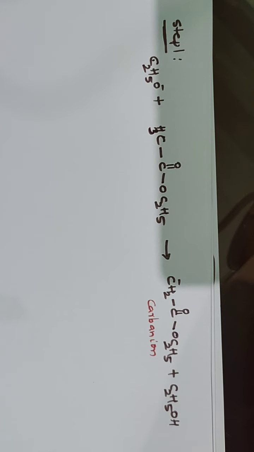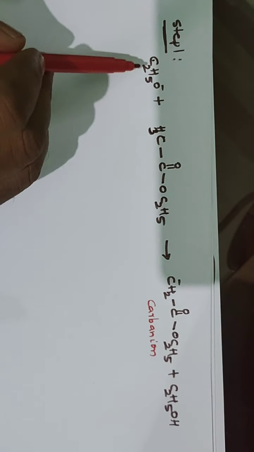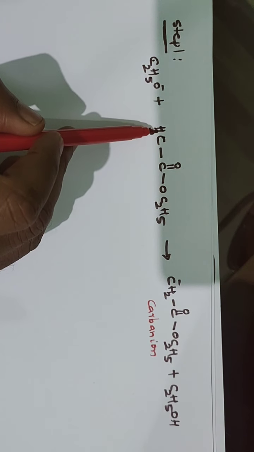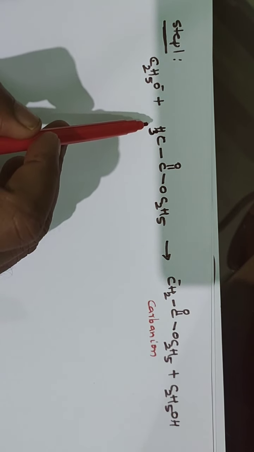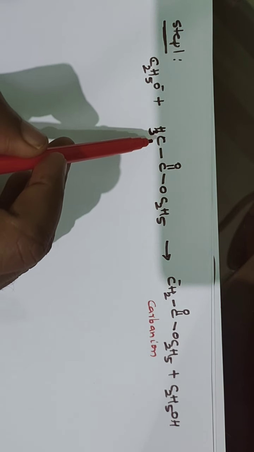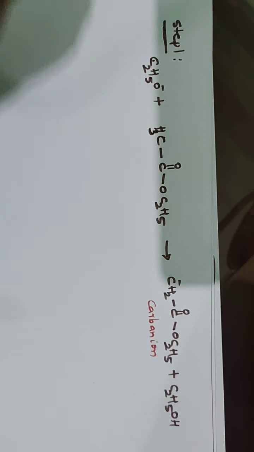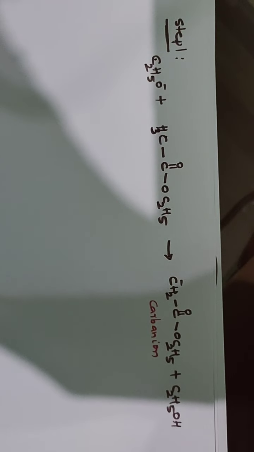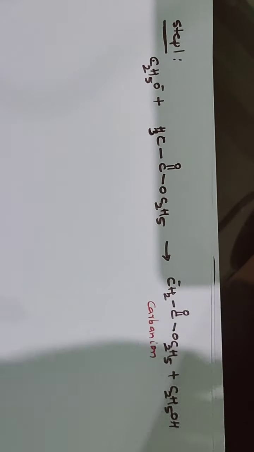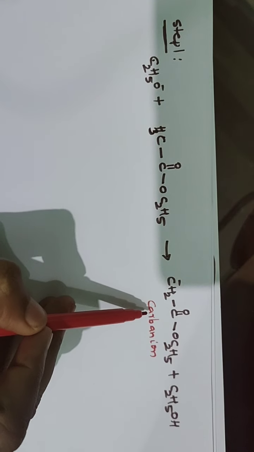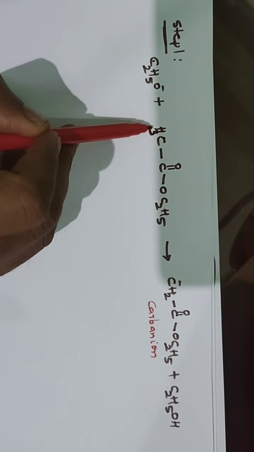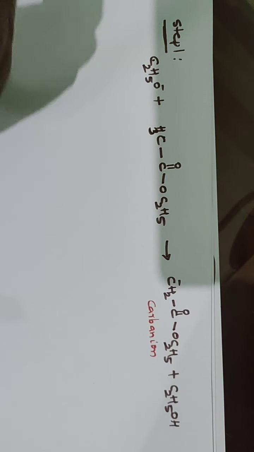In step 1, this ethoxide ion removes a proton. Why? Because the proton is acidic in nature. So the acidic proton gets abstracted. When the proton is abstracted, a carbanion is generated. A proton is removed here, you get CH2 minus.